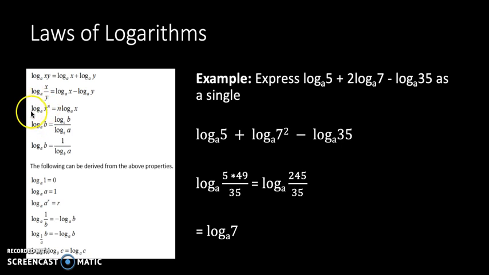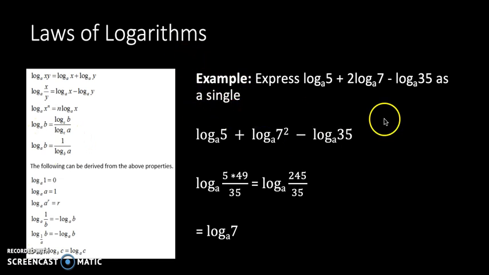Similarly, if you have a log of something and the something is to the power of anything, you can just take this power and put it to the front. So your log of a x to the power n turns out to be n times the log base a x. And this right here, this is the change of base rule. We're going to use this in a later slide, so I won't focus on that now. And then this last one is just another change of base law that you can use.